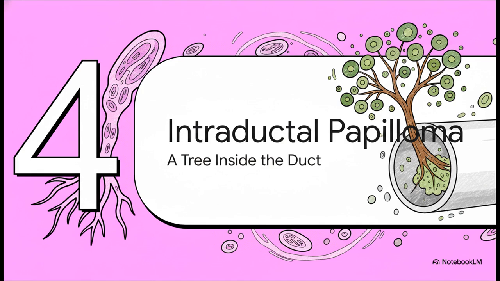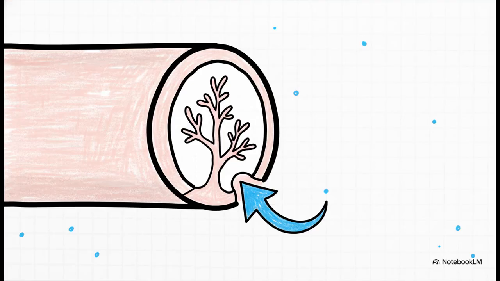Okay, for our last tumor, we're doing a complete 180. Everything we've talked about so far has been about the landscape, the stroma, growing out of control. Now we're going to see what happens when a tiny little tree grows inside one of the ducts. Yeah, this is a whole different origin story. The problem isn't the stroma. This time, it's the epithelial cells, the cells that line the duct, that are doing the growing.